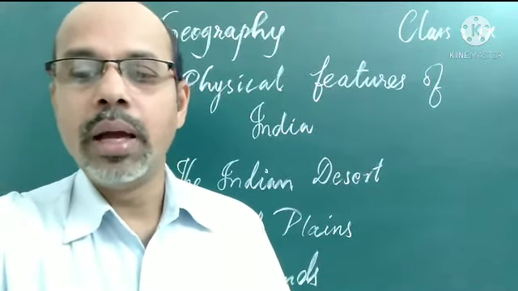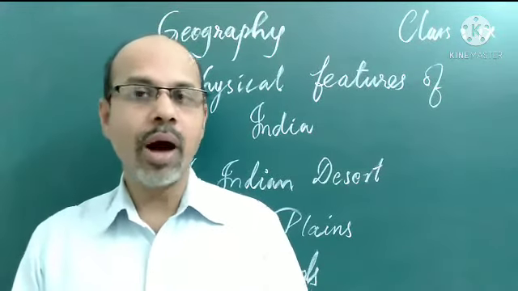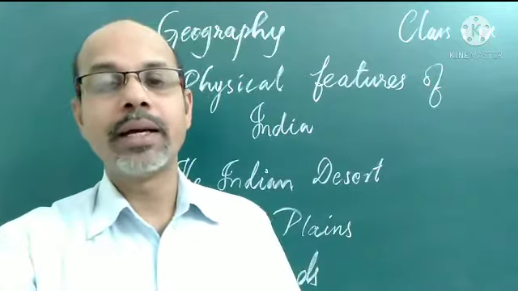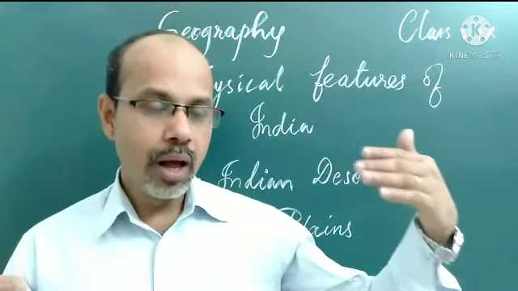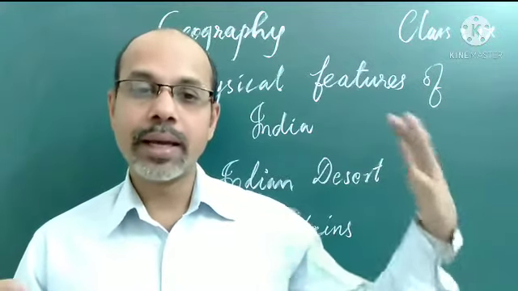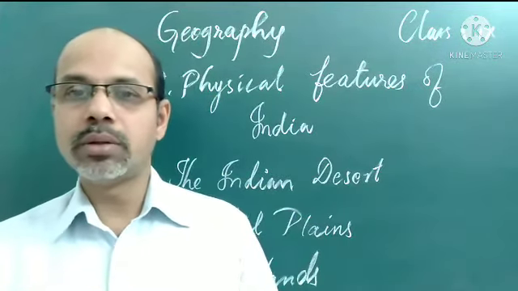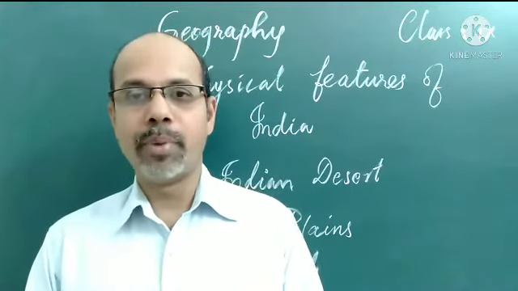So that is about the east and west coastal regions of our country. Now coming to the island groups, we have already studied that India has two major island groups: the Lakshadweep Islands, which lie in the Arabian Sea, and the Andaman and Nicobar Islands in the Bay of Bengal.